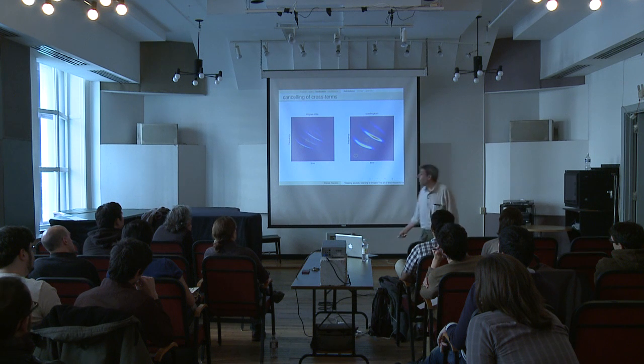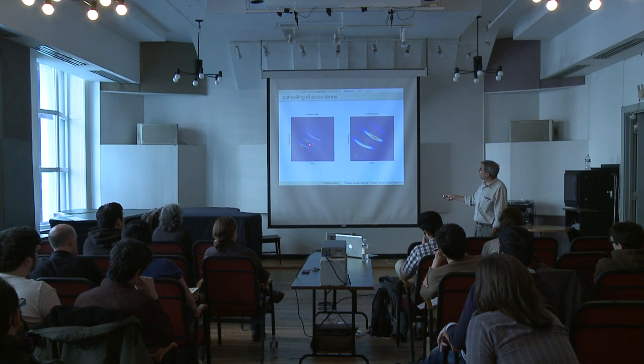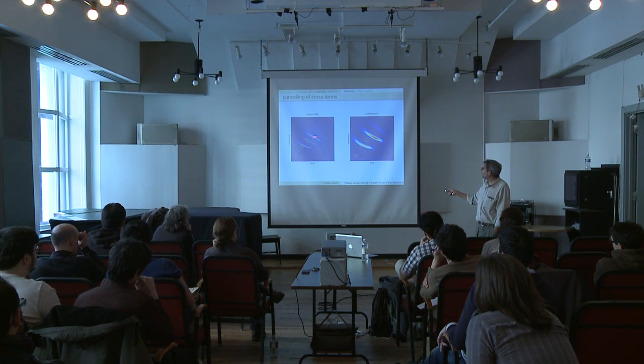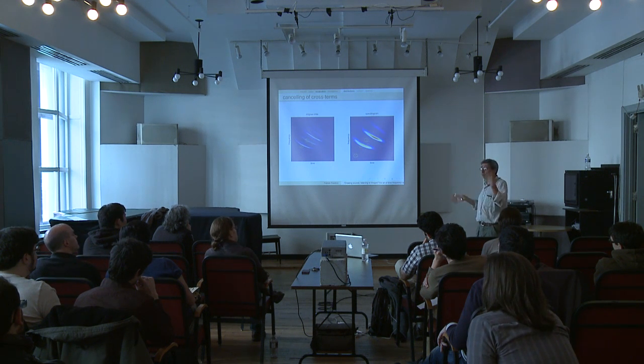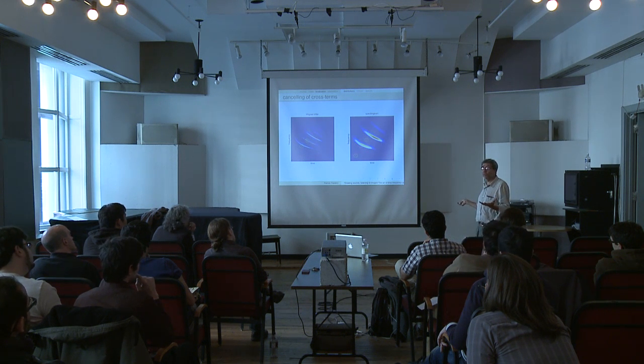Because when you now go to another location in the plane where you have oscillations, like the ones which are related to the cross terms, interferences, then you get all this compensation of positive and negative values, and you get something which is almost zero. And this is good, because this is what you want.